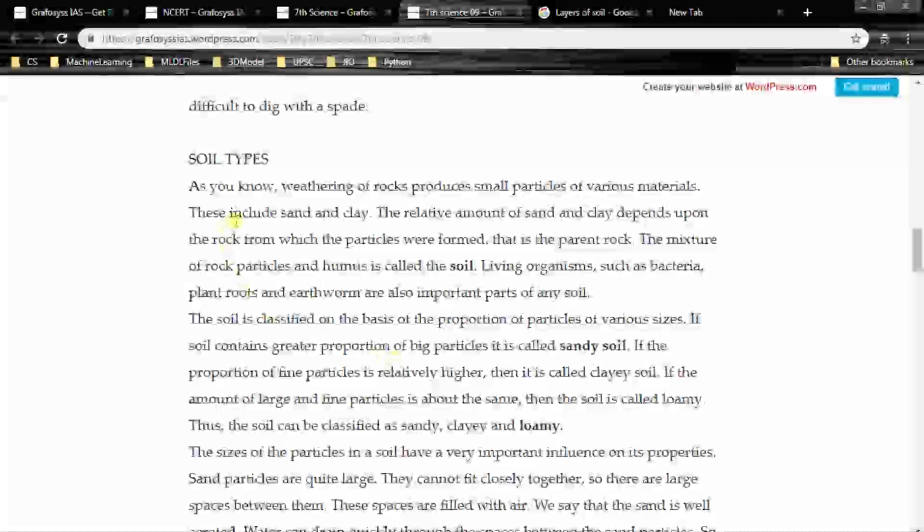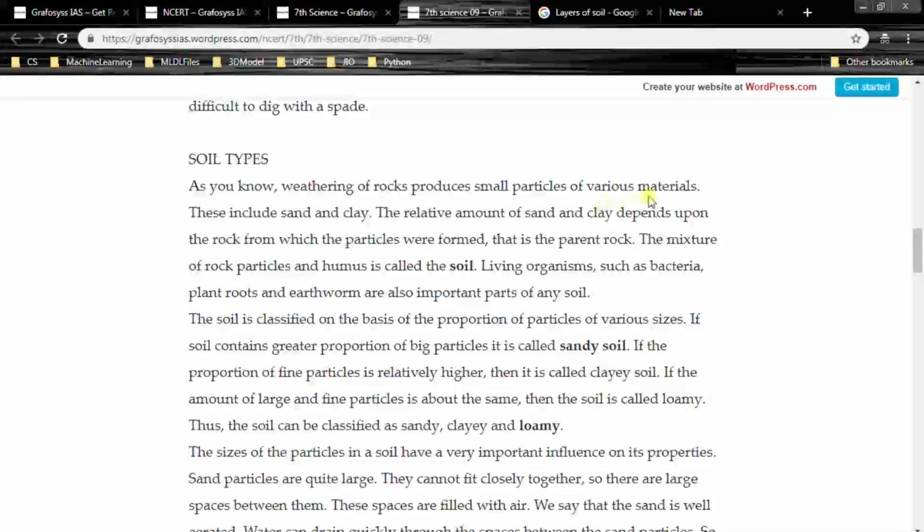Soil types. As you know, weathering of rocks produces small particles of various materials. These include sand and clay. The relative amount of sand and clay depends upon the rock from which the particles were formed. That is the parent rock. The mixture of rock particles and humus is called the soil. So what is soil? The mixture of rock particles and humus. That is soil.